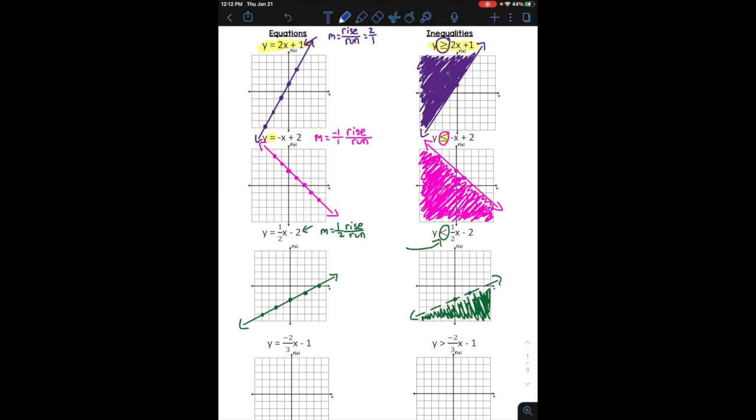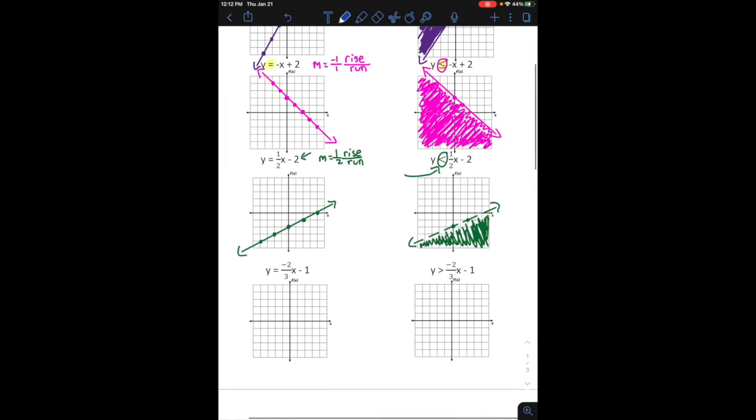Our last example here, we're going to start at -1 on the y-axis, as that is the y-intercept, and use our slope -2/3 to make our second point, representing the rise over run. Since it's -2, I'm going to go down 2 from my first point and to the right 3. Graph the line. Since it's an equation, we do not shade.